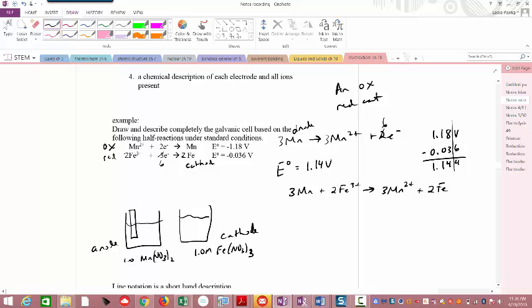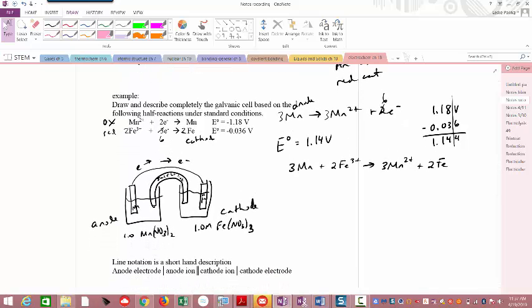So we would have our solid manganese electrode going to our solid iron electrode. There's our direction of electrons. We would need our salt bridge. And there's our drawing. So that can get a little much.